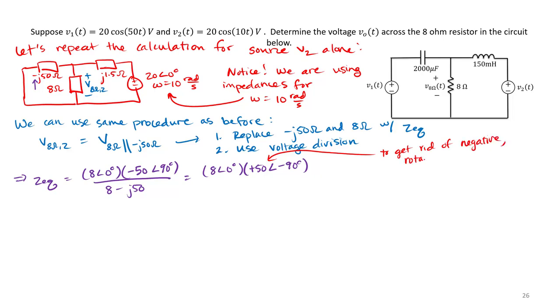I'm just going to rotate my theta 180 degrees. You could either add or subtract 180 degrees here, as long as you rotate it to get rid of that negative sign in front of the amplitude. That could also be done at the end of the calculation, but I prefer to do it before I forget. Down below, 8 minus J50 will convert and become 50.63 angle negative 80.91 degrees.